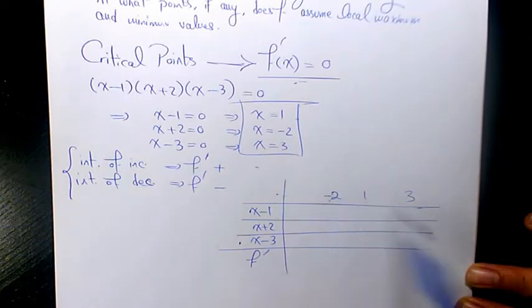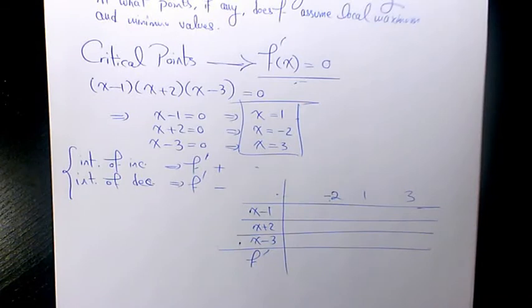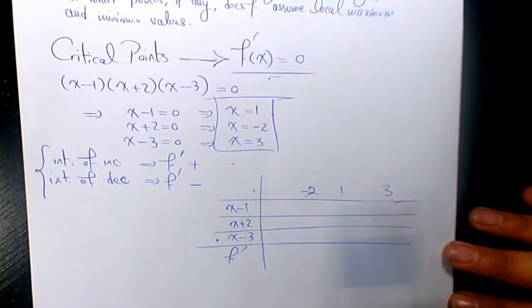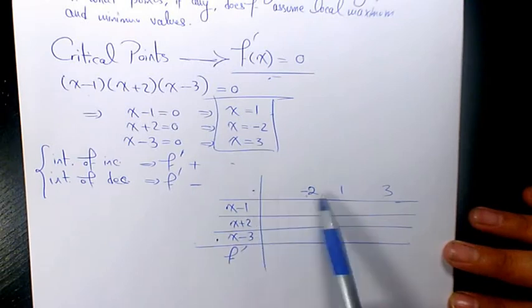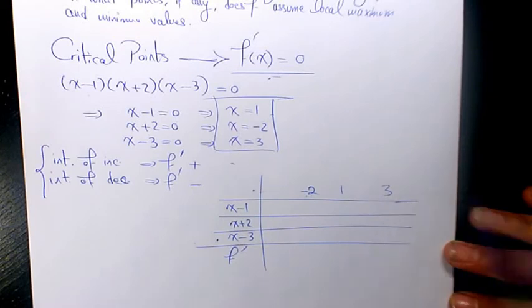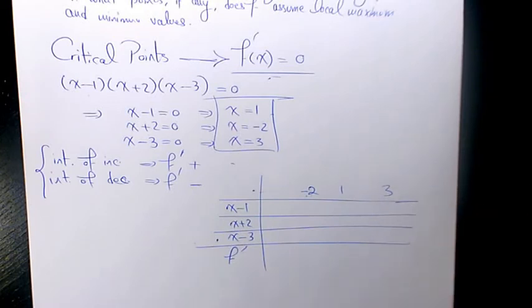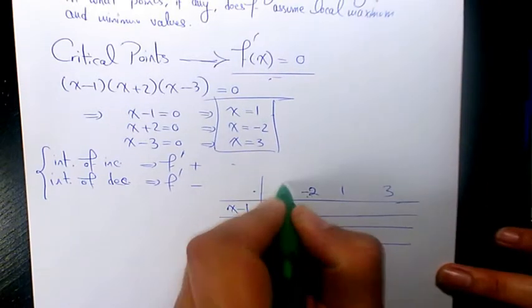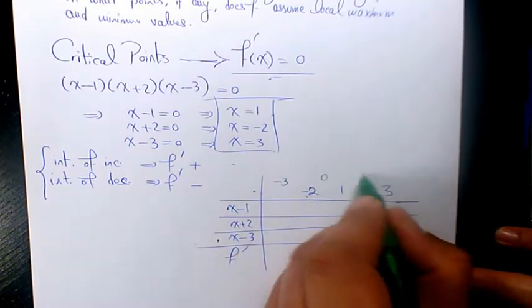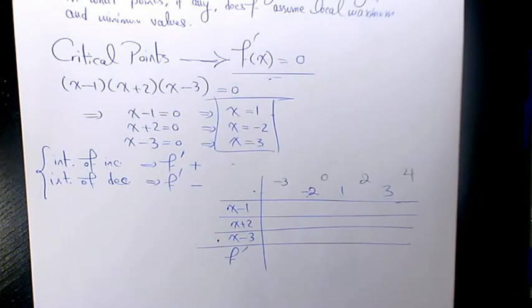These three numbers are going to divide the whole region into 4 different regions: here, here, here, and here. It means from negative infinity to negative 2, negative 2 to 1, 1 to 3, and 3 to infinity. In each region, the sign of this expression is not changing. So we're going to assume a number in each region: negative 3 for here, 0 for here, 2 here, and 4 in here. It doesn't really matter which number you choose in each region.